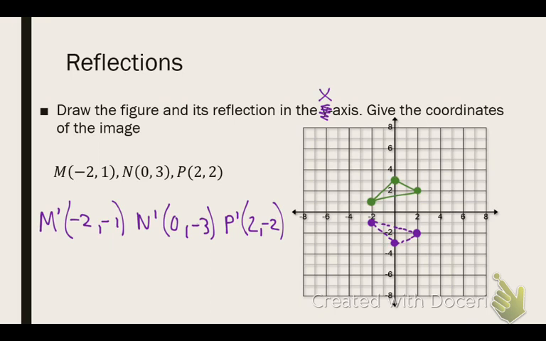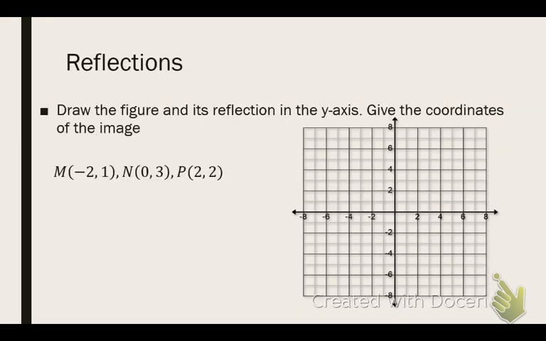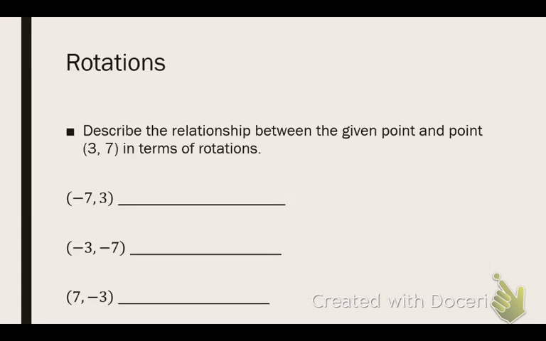Remember, guys, when you reflect in the x-axis, you do the opposite of y. All right, so now let's go over to our rotations. Here's where the code can really help me. I know on the first ordered pair that a flip has happened. Okay, so now I just need to figure out which direction. Is it clockwise, counterclockwise, and how many degrees?